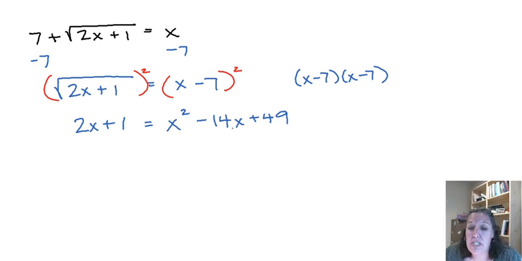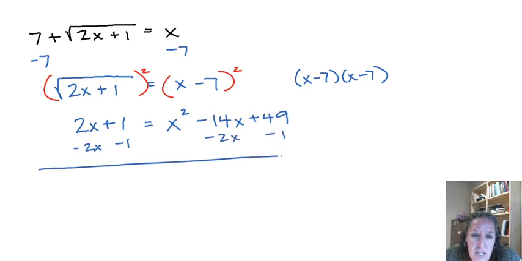And now what we have is a quadratic equation. So we'll use any of the rules that apply to a quadratic equation. Remember, factoring typically will be the fastest if it works. If not, completing the square and the quadratic formula will always work. I like to have my x squared term positive, so I'm going to move everything to the right-hand side by subtracting 2x and subtracting 1 from both sides.